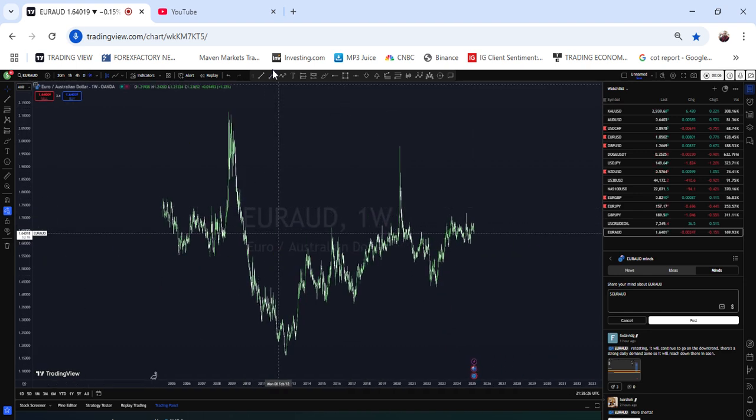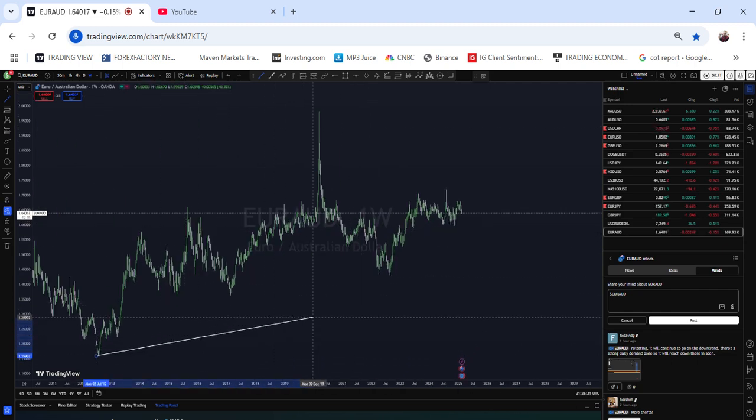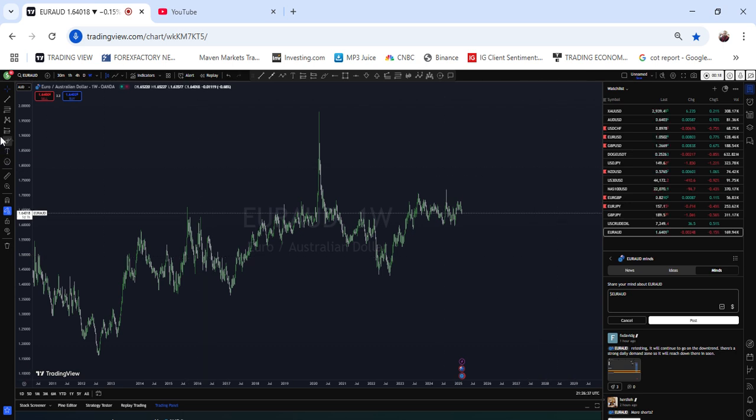So right now I'll be making a video on how to make a top-down analysis of the financial market. Just as you can see, there's something called a trend line. I'll just make a very brief video. This is called TradingView. The platform I'm using is TradingView.